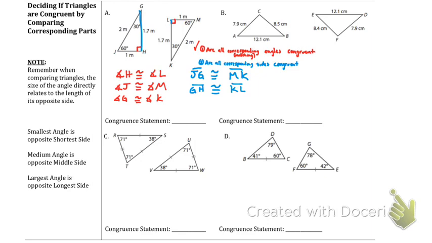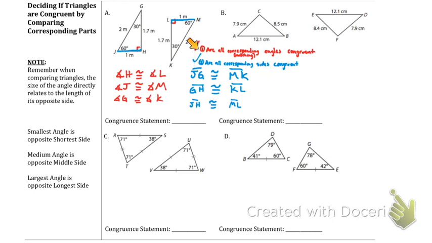We need one more side to check congruency on. So we go to JH. Again, JH is across from 30 degrees. So we look for the side across from 30. That's going to be ML. So JH matches with ML. Check their measures. 1 meter, 1 meter, they're congruent. We have checked rule number 2.